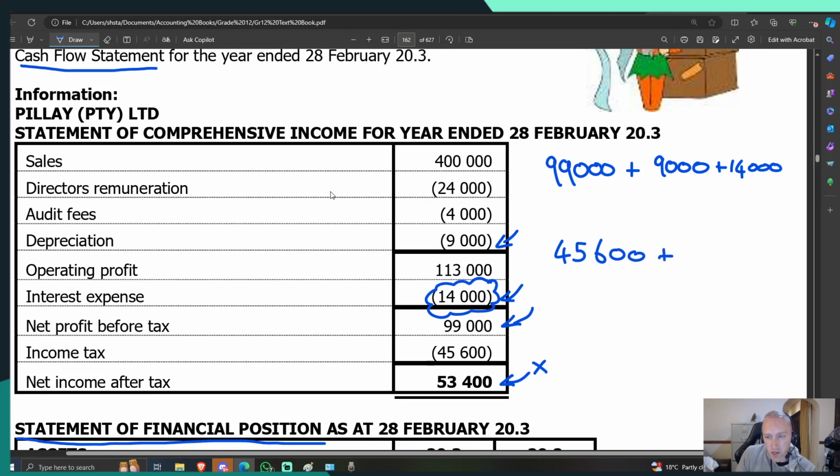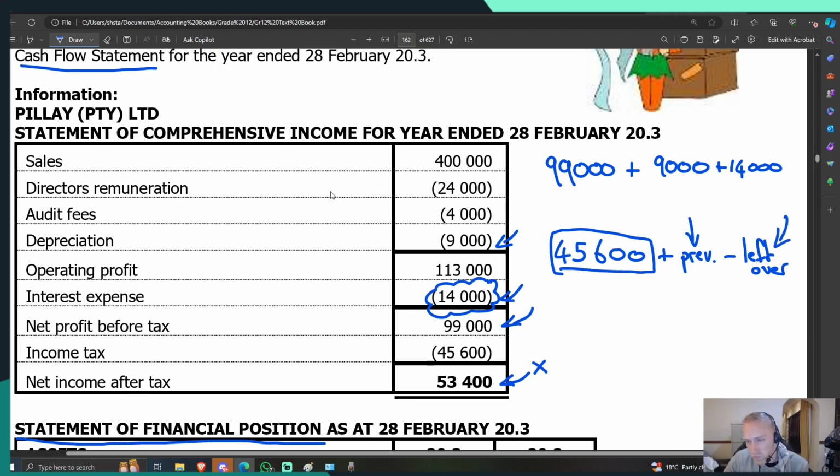We have to add whatever was left from the previous year and minus whatever's left at the end of this year. I'm going to say leftover. I'm not choosing good words here, but I hope you know what I mean. We have 45,600 of taxes total for this year, plus we have to pay a bit from last year, and we have to take out whatever bit we still owe at the end of this year to SARS.